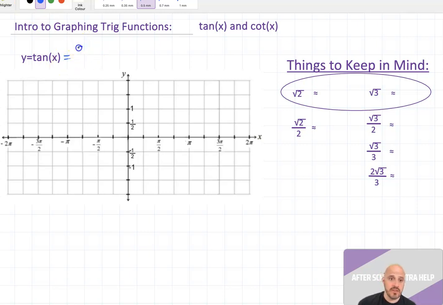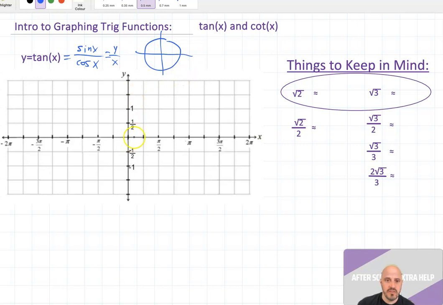What I like to do first is rewrite tangent in a more sensible form to work with. Tangent is sine over cosine. We're on our unit circle, so it's the y value over the x value. So let's start. I'm going to draw a little rough sketch of my unit circle.